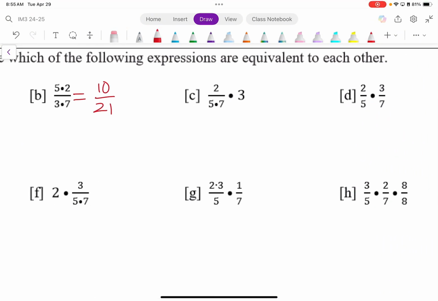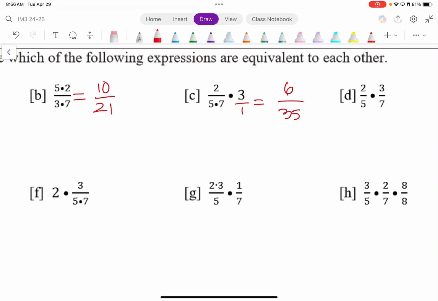All right. Then we have 2 over 5 times 7 times 3. So now we took the 3 and we took it away from the fraction. We turned it into a whole number. The difference with this problem is that a whole number has a different denominator. A whole number has a denominator of what? Of 1. So this would be 3 over 1. 2 times 3 is 6. 5 times 7 is 35. So we still get 6 over 35.